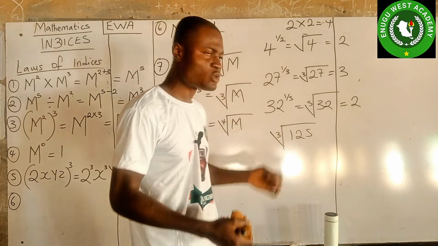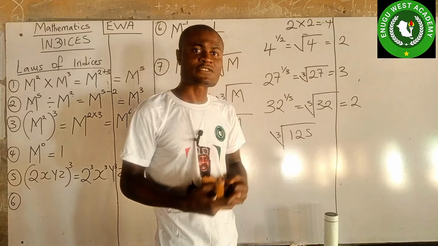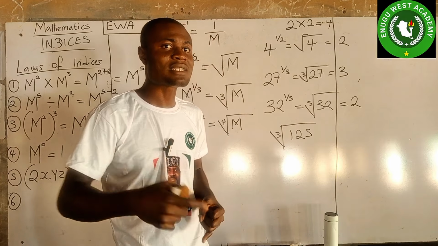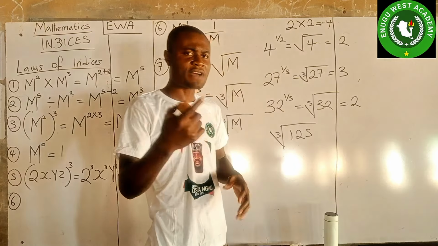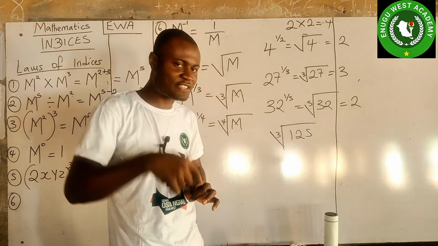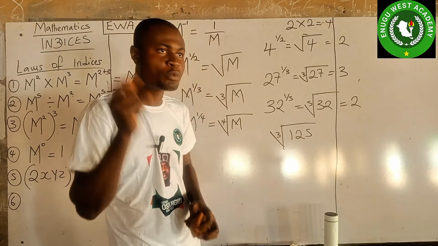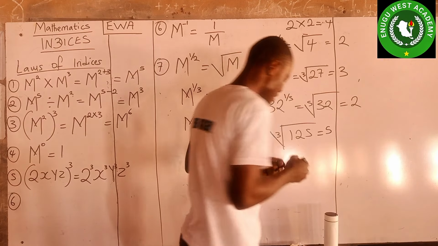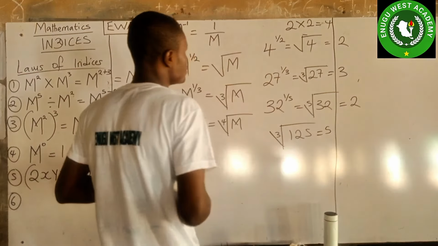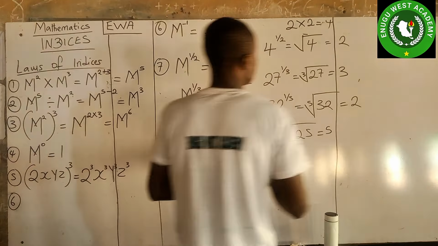3 times 3 is 9, times 3 is 27. It's not up to 125. Now, 4 times 4 is 16. 16 times 4 is 64. It's still not up to 125. Now, 5 times 5 is 25, times the next 5 gives us 125. It means that the cube root of 125 is 5. So that is how to determine the root of numbers.